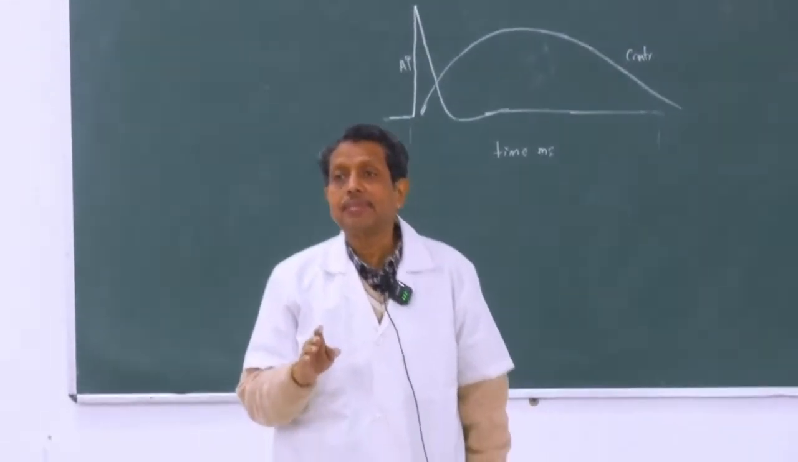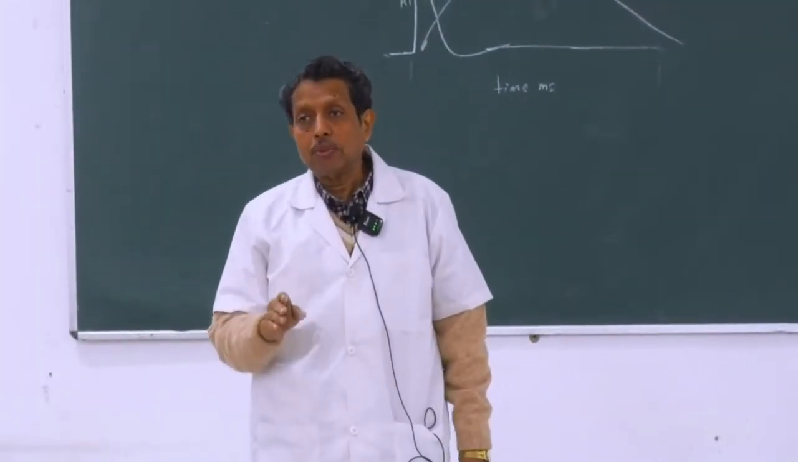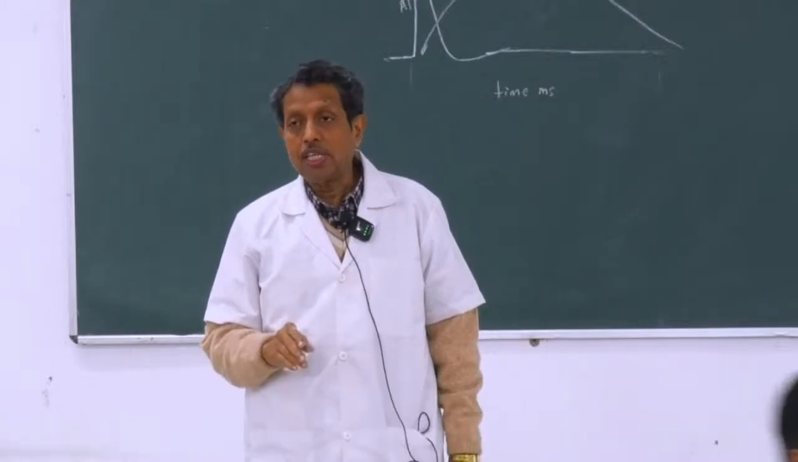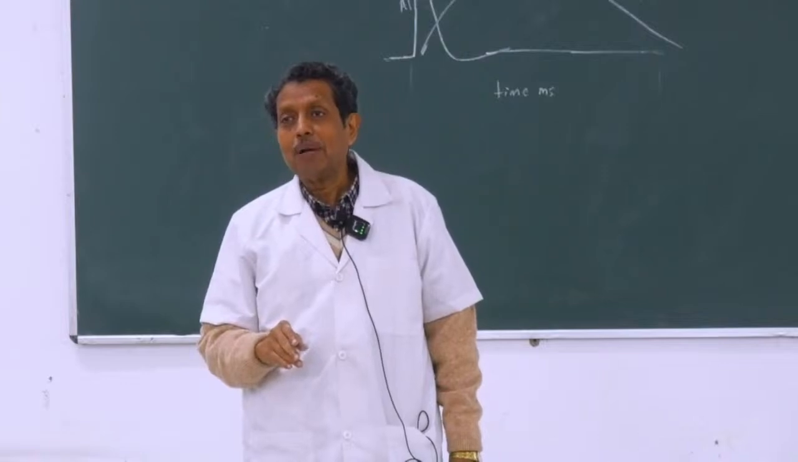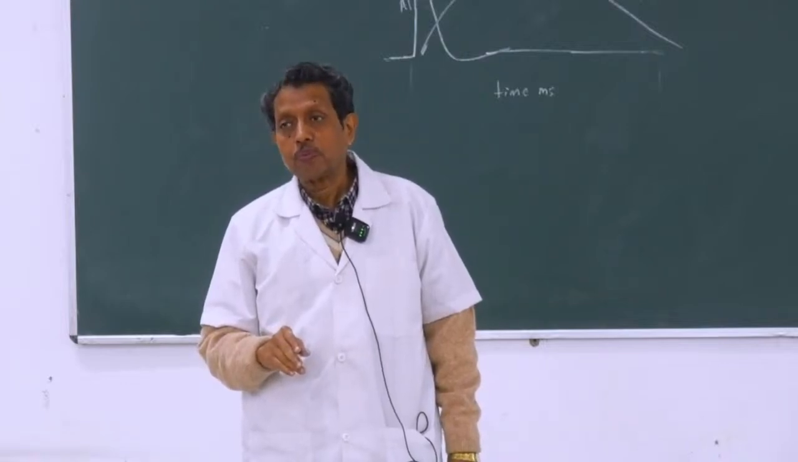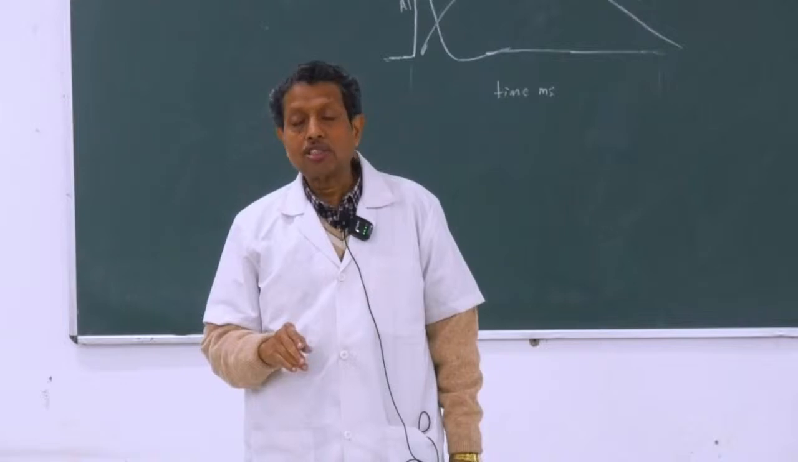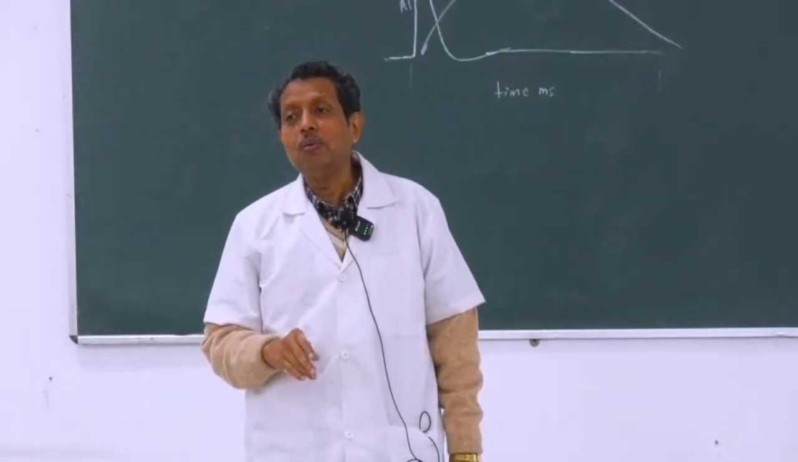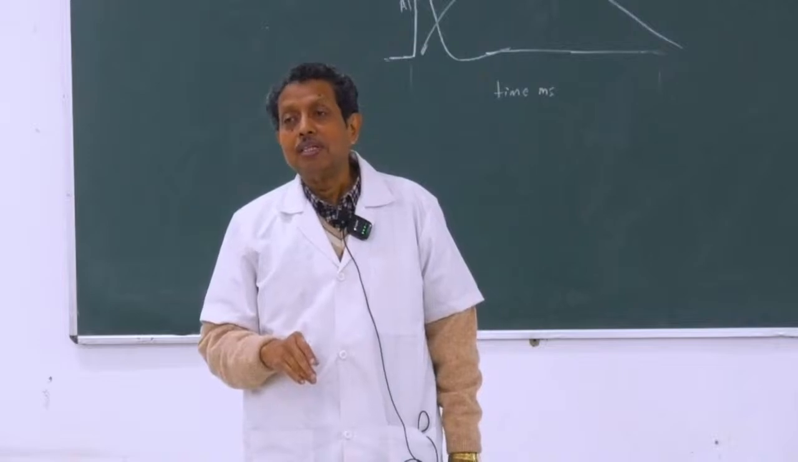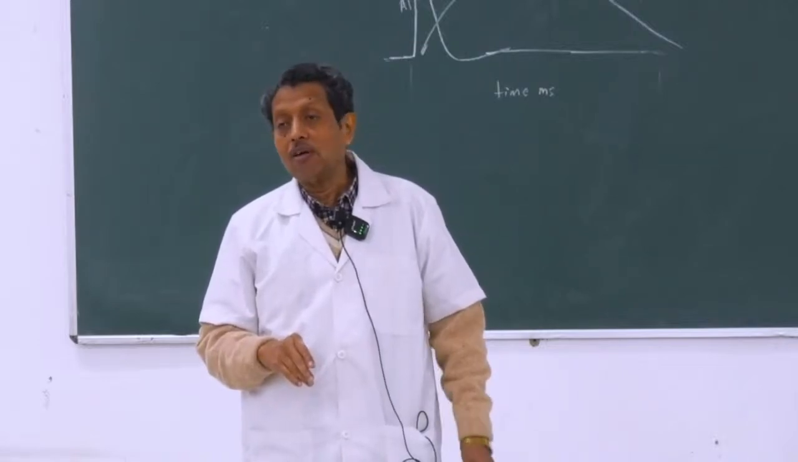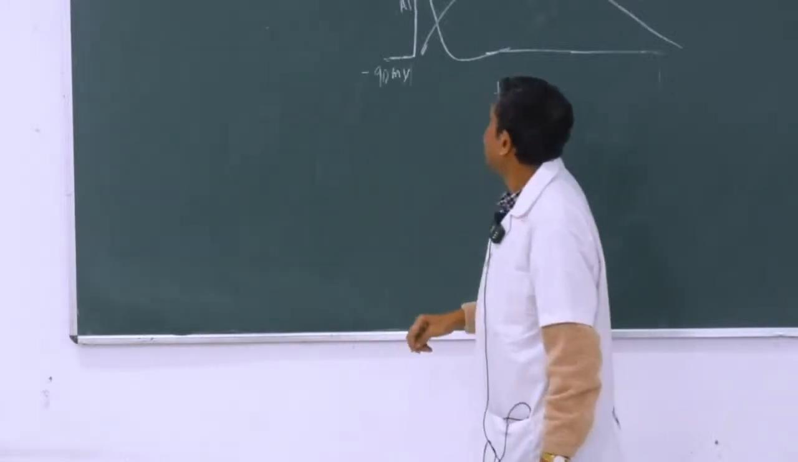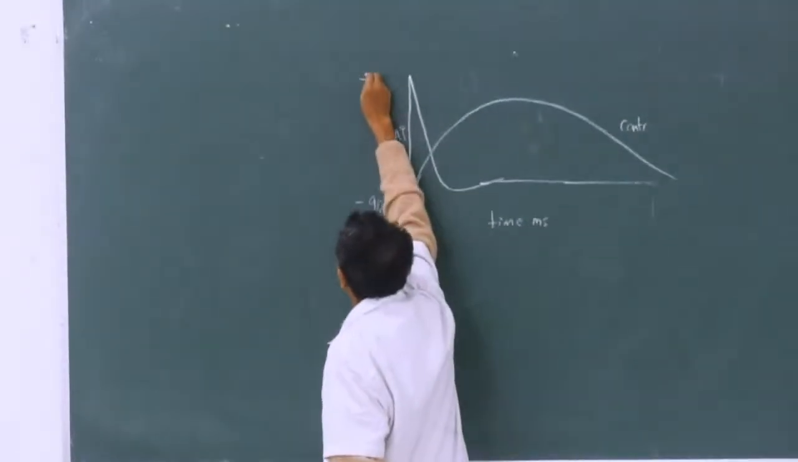Excitation of skeletal muscle is similar to that of the nerve. The resting membrane potential of skeletal muscle is minus 90 millivolt. In case of neurons, it is minus 70 millivolt, but in case of muscle, it is minus 90 millivolt. And that is very close to the equilibrium potential of chloride ion.